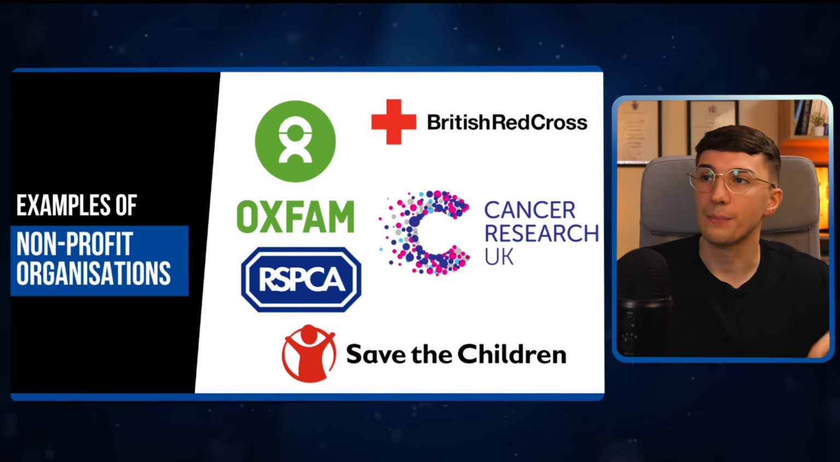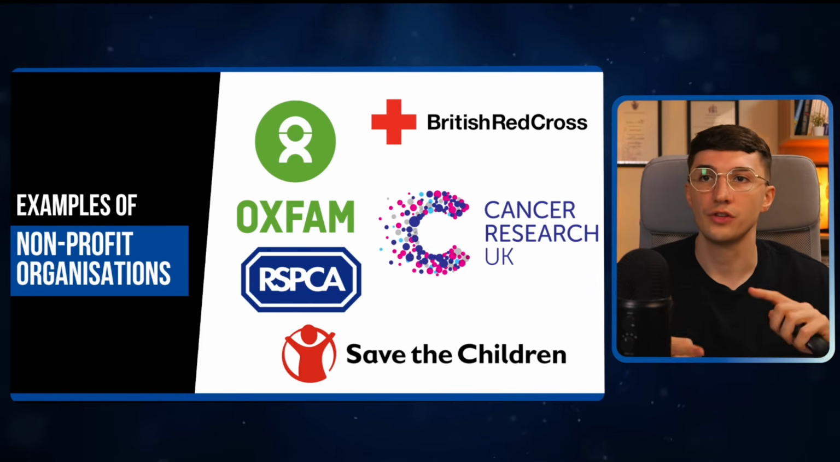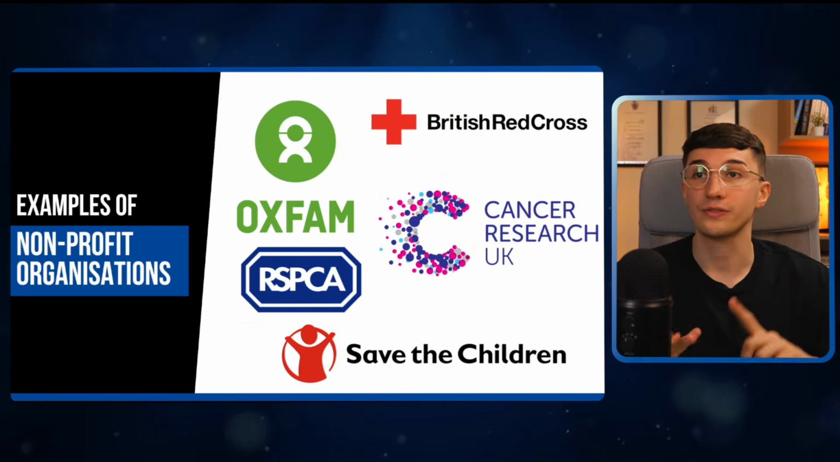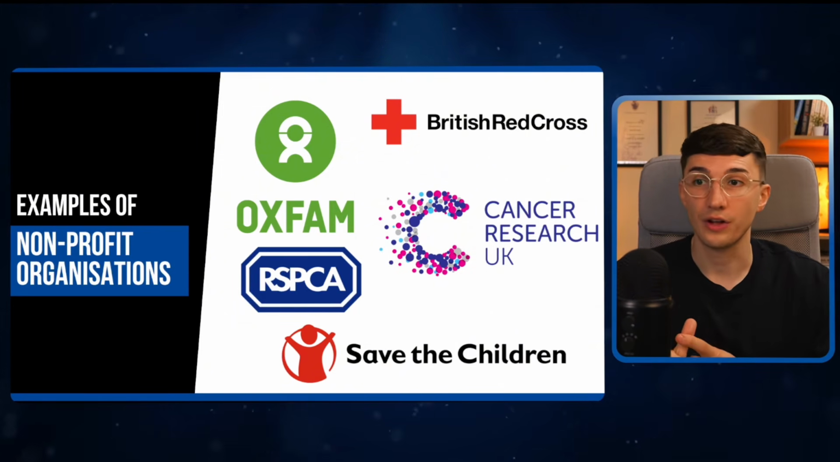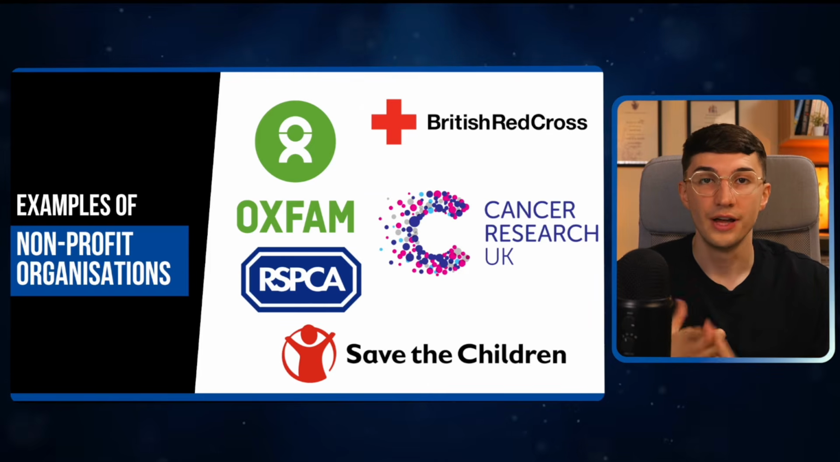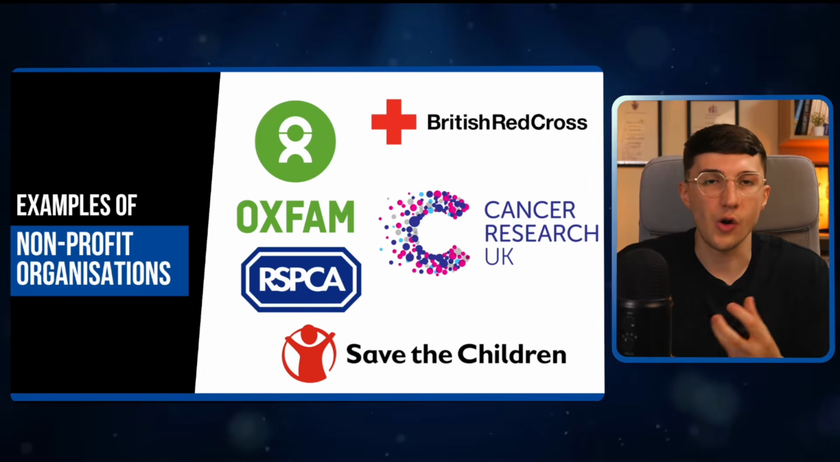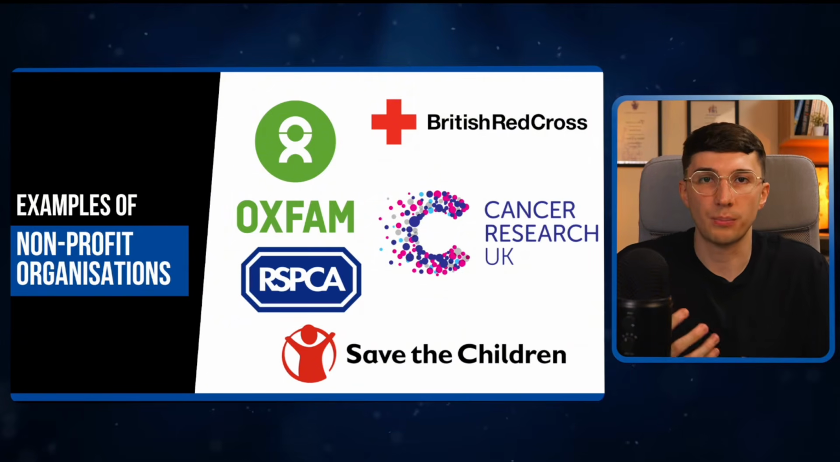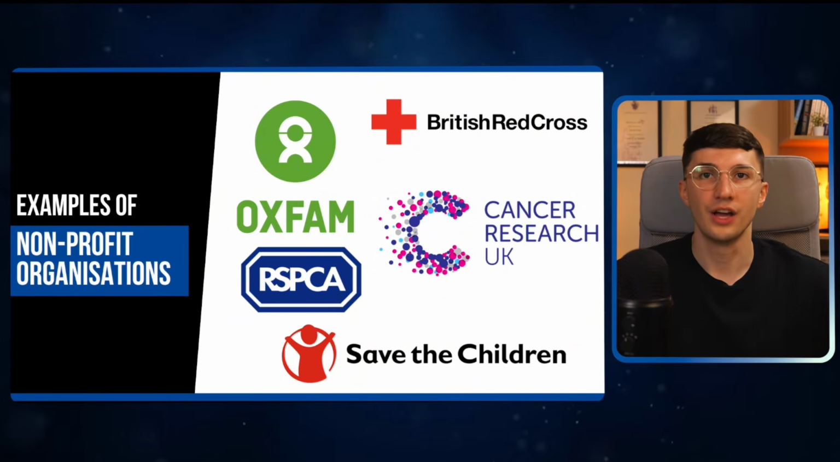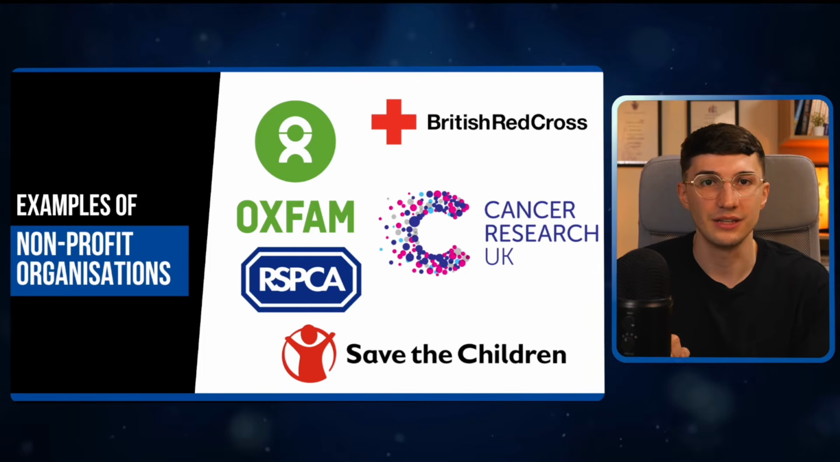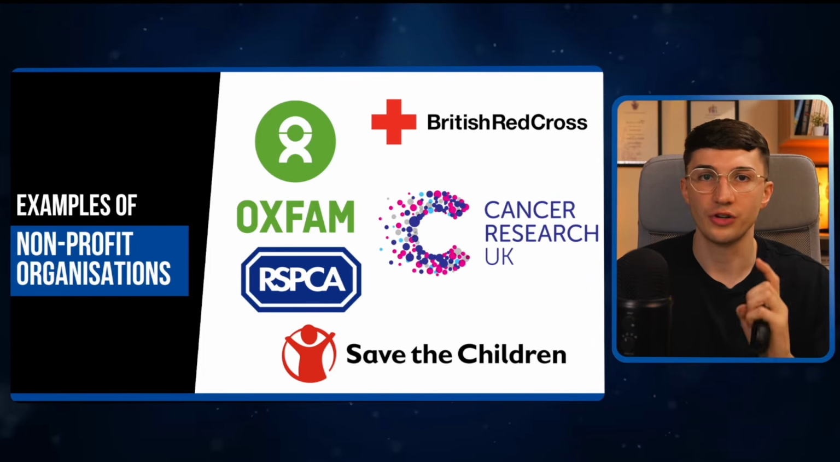Now, some key examples of non-profit organisations, we've got Cancer Research UK, the British Heart Foundation, Oxfam, RSPCA, British Red Cross, and Save the Children. Now, the aim of these non-profit organisations is that they're not owned by shareholders. They don't want to make a profit to benefit those shareholders. They're taking all that money and reinvesting it back into the business activities in order to solve those social objectives.